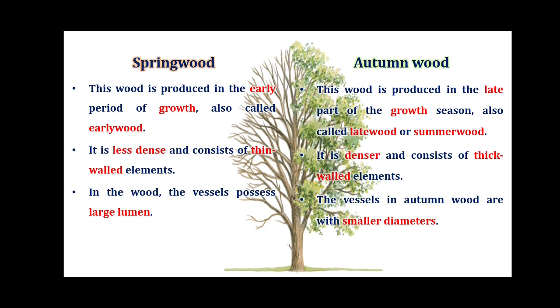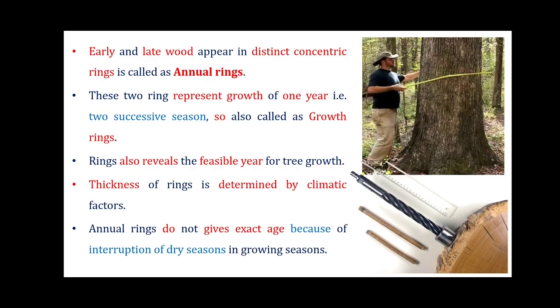Now let's talk in comparison. Spring wood is the wood produced in the early period of growth and it is also called early wood, whereas autumn wood is produced in the late part of the growth season, so it is also called late wood. Spring wood is less dense and consists of thin walled elements, while the autumn wood is denser and consists of thick walled elements. In the spring wood, vessels possess large lumen, while in autumn wood, the vessels have smaller diameter, or you can say smaller lumen. The early and late wood appear in distinct concentric rings.